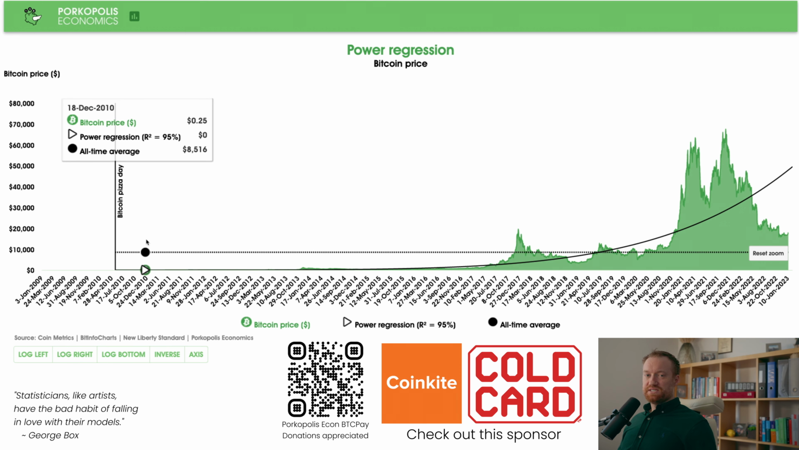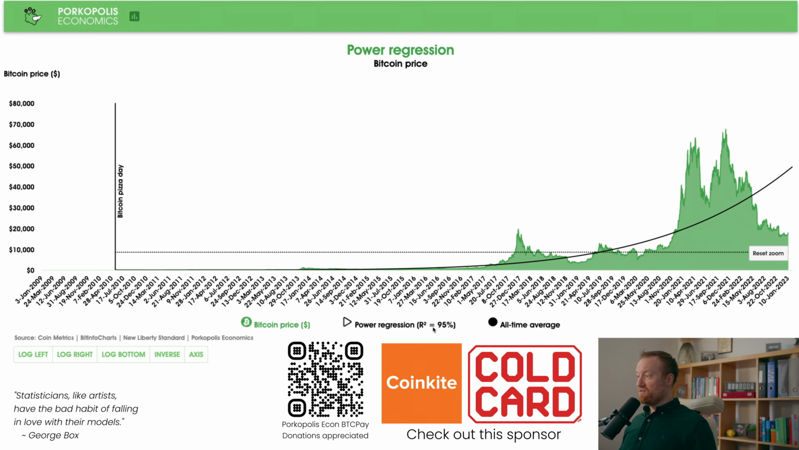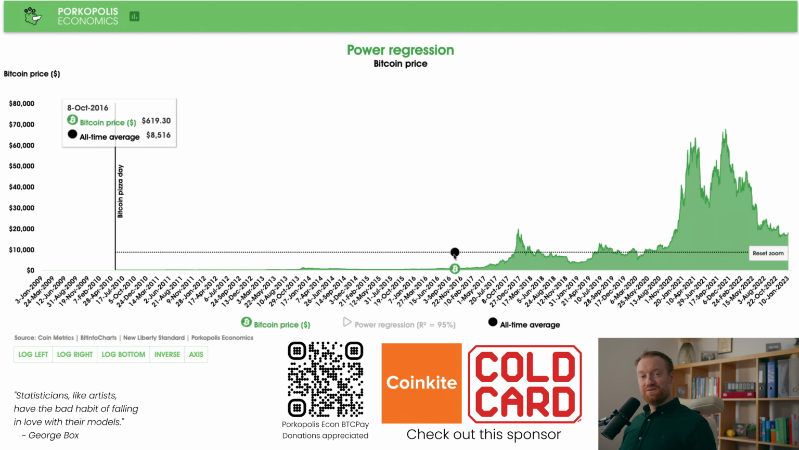So 95% R squared tells us that as the price moves around the trend line, up or down, the gaps between the price at the time and the trend line at the time, in other words the variance, is 95% less or 95% better than when we look at the same price curve and see how it moves around the average.